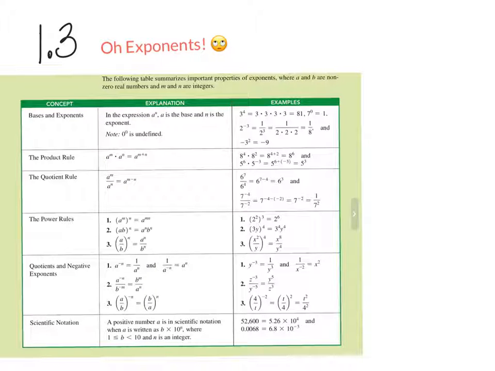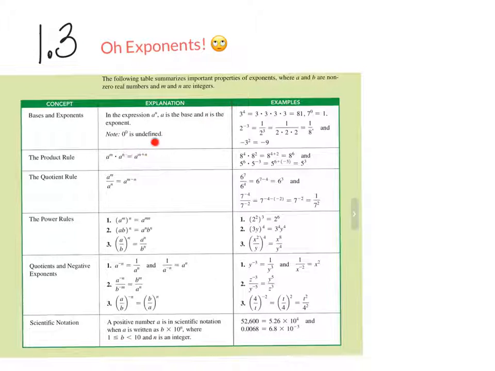Hey everyone, this is a video reviewing the exponent rules from section 1.3 in a little more detail. All right, so you have here this chart of all the rules, which can also be found in your textbook in section 1.3 right before the homework problems.